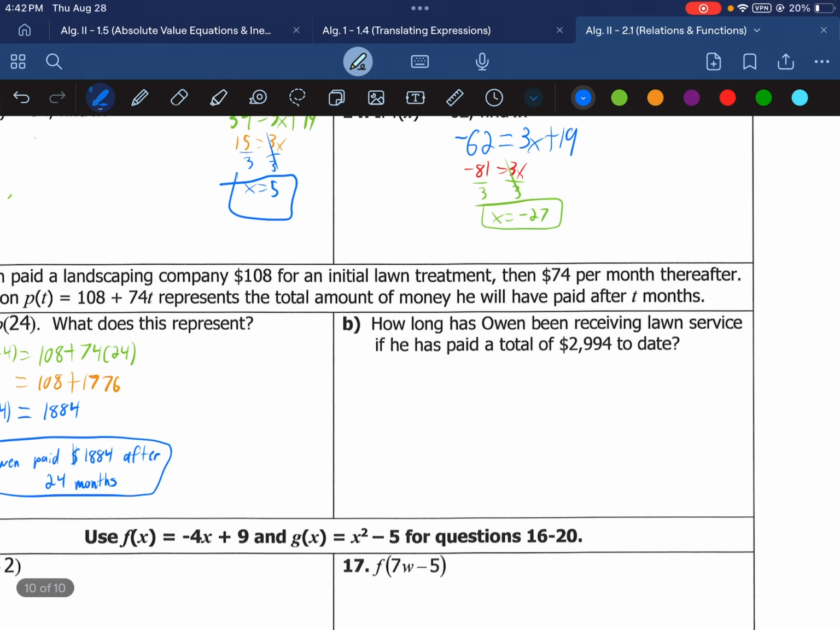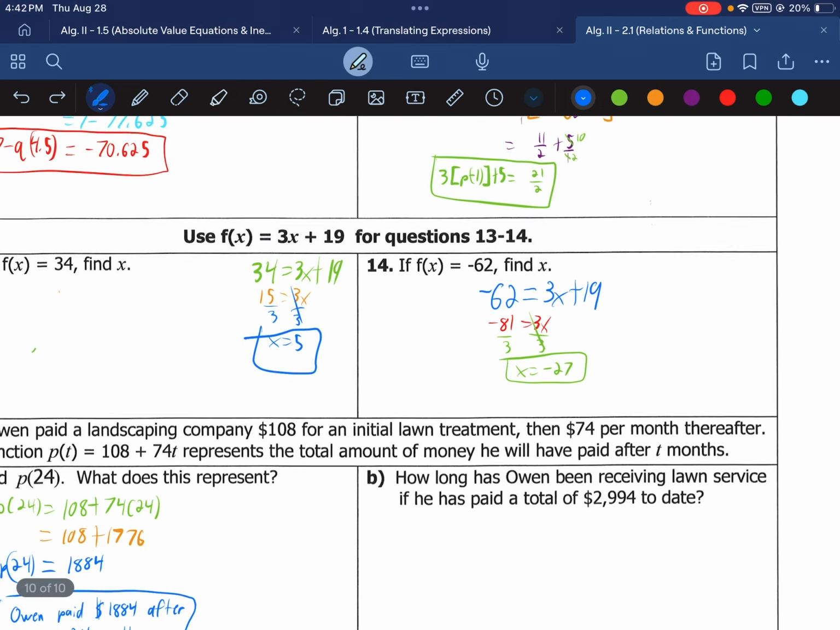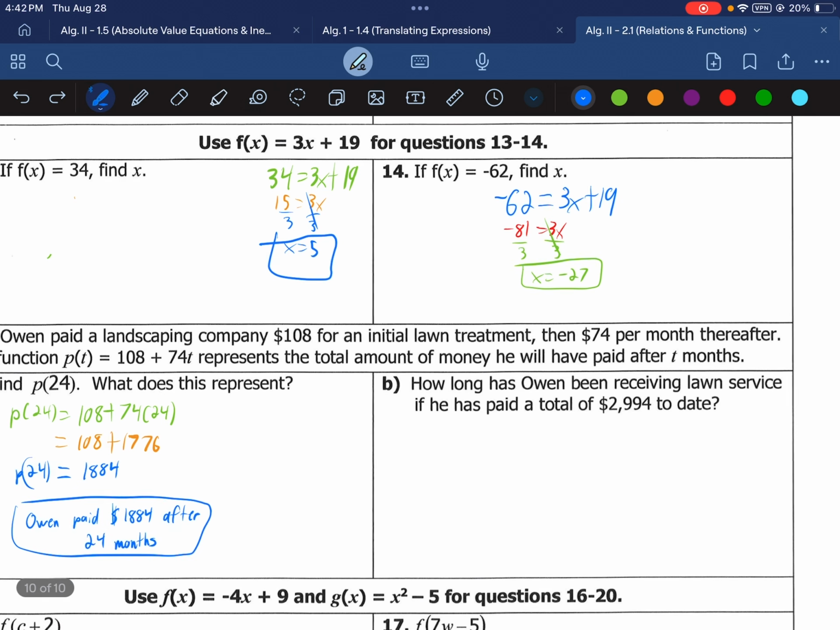Now, we're wondering, how long has Owen been receiving lawn service if he paid a total of $2,994 to date? So this is the y value, or the p that came out, that he's paid. We're wondering, what's the t in months? So similar to what we did on problems 13 and 14 up above, we're going to replace the p of t with 2,994 and set it equal to the other side of the function, 108 plus 74t.